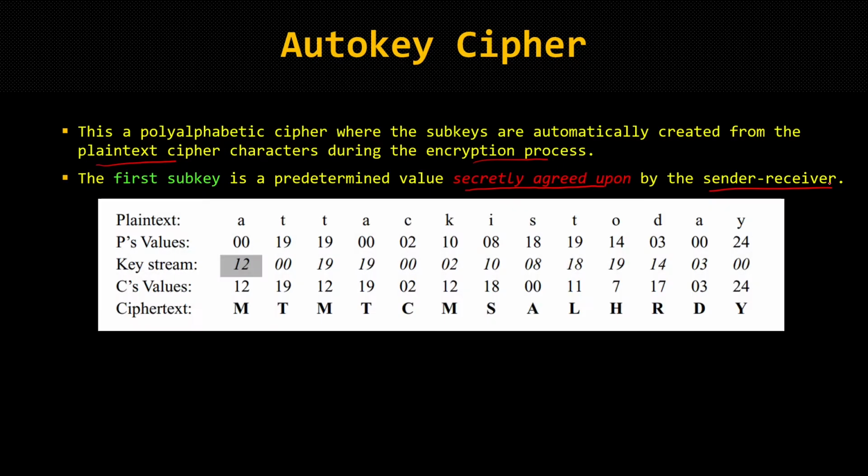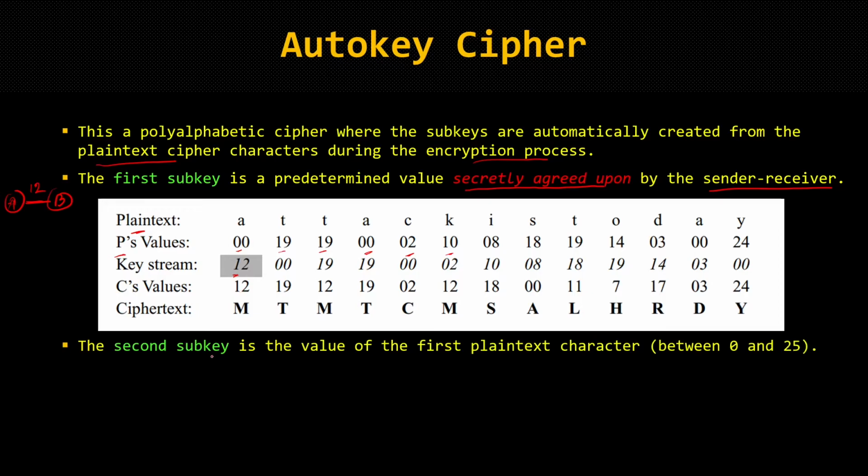sender and receiver. So here you can see in this diagram that I have a plain text, which is attack is today. And here I have the corresponding P value, which for A is 0, for T it is 19, for A again it is 0, for C it is 02, K 10, and so on. Now here the key stream that we will be seeing, the first subkey, is secretly agreed upon by the sender and receiver. So say we have Alice and we have Bob. The first subkey should be agreed upon by them, and they have selected 12.